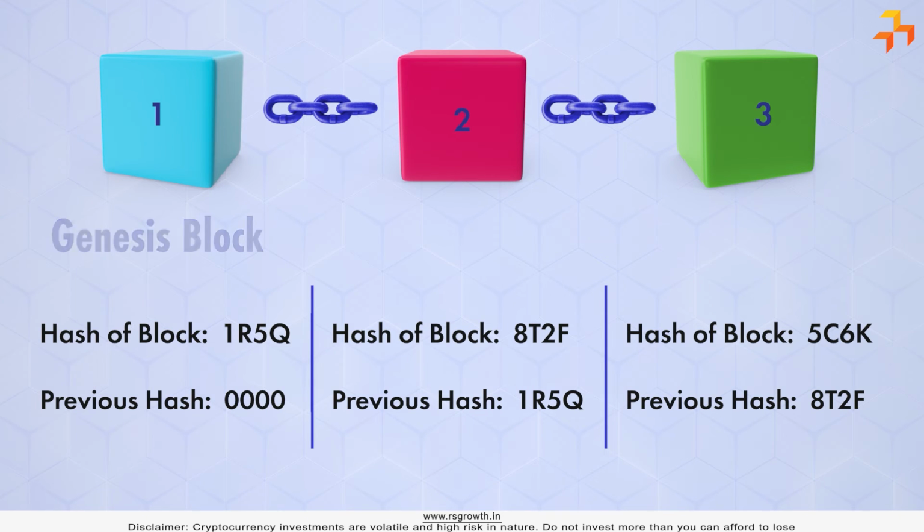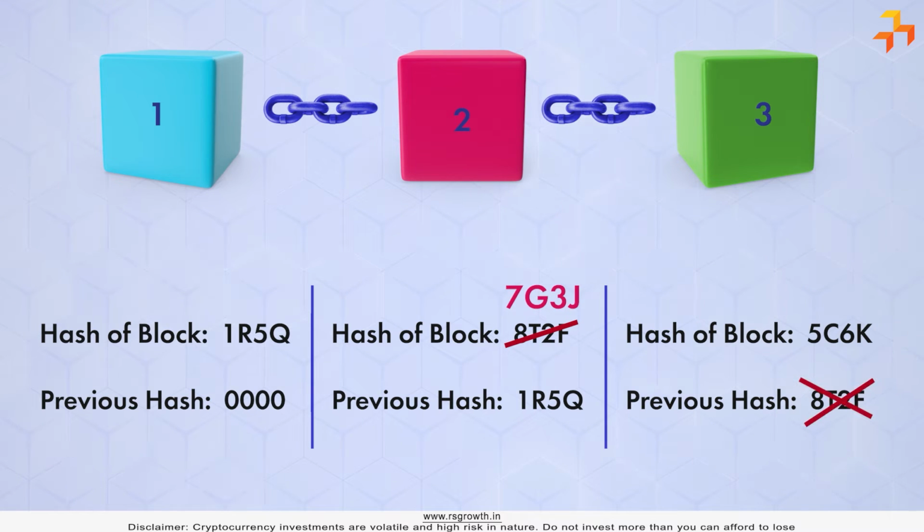Now let's say that you tamper with the second block. This causes the hash of the block to change as well. In turn, that will make block 3, and all following blocks invalid, because they no longer store a valid hash of the previous block. So changing a single block will make all following blocks invalid.